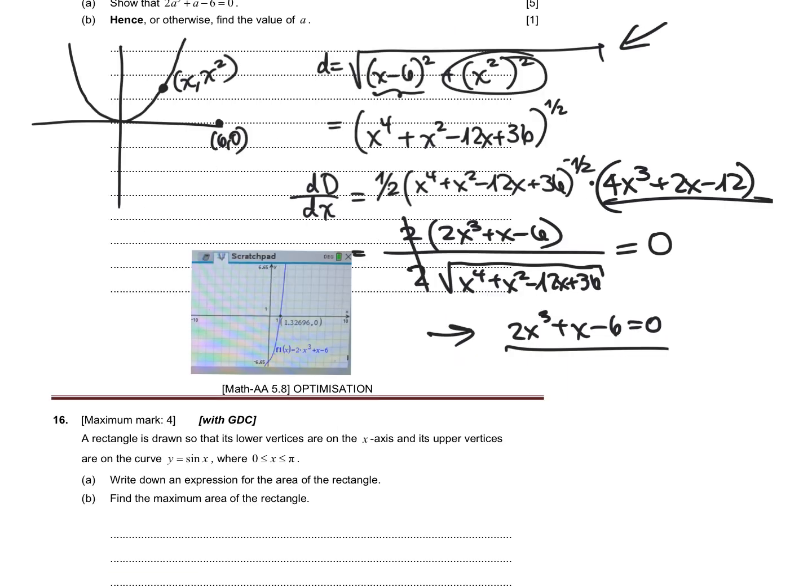A is 1.33. And then if we wanted the y, it would be that squared.